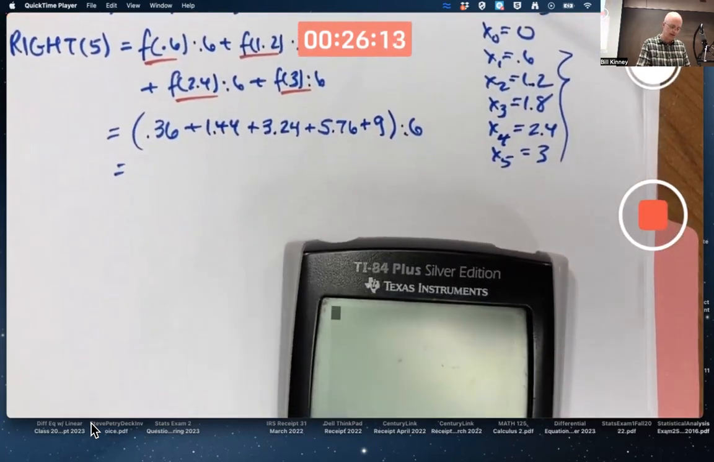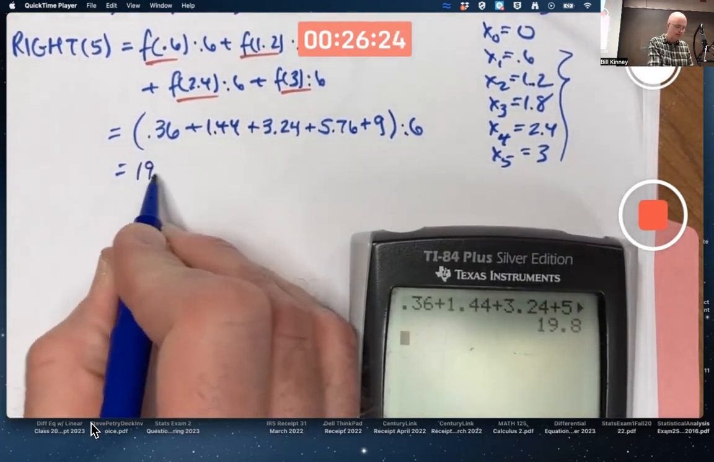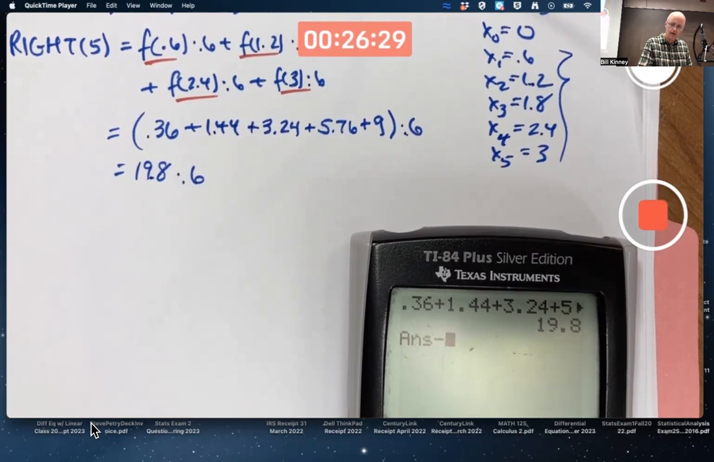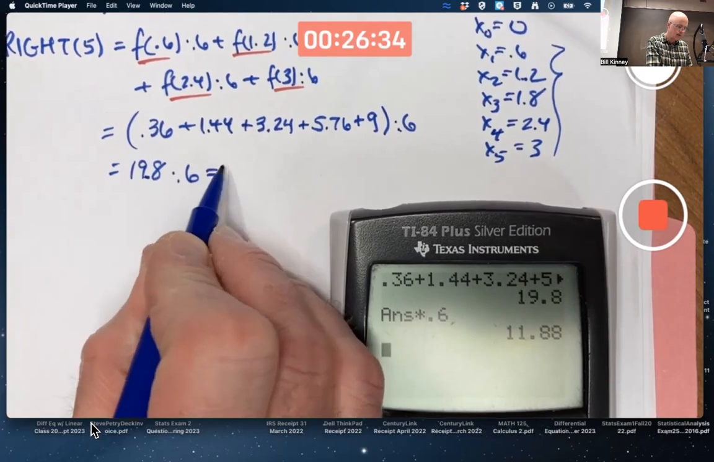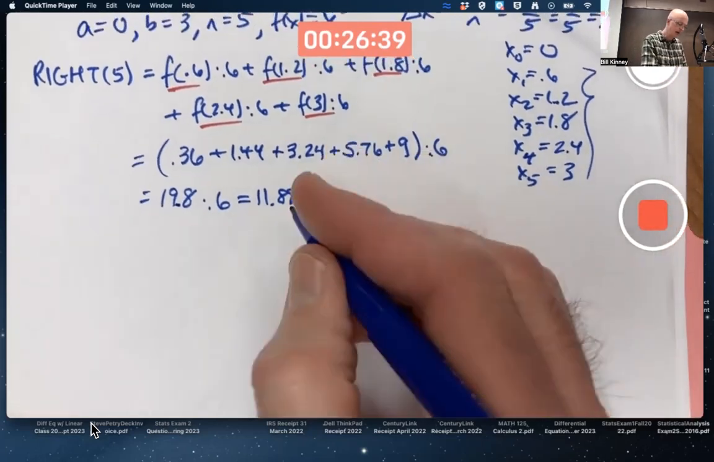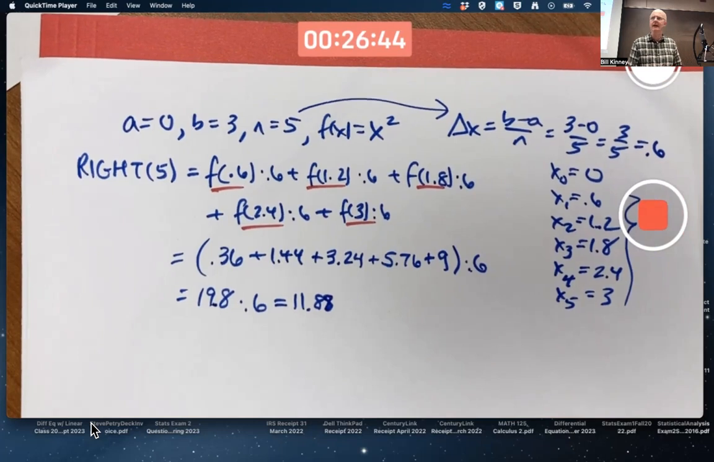Add these up: 0.36 plus 1.44 plus 3.24 plus 5.76 plus 9, 19.8 times 0.6 is 11.88. So it gave us an answer that's too big, right? The real answer was 9. Why is it too big? It's not the concavity. In this case, it's the fact that it's increasing.